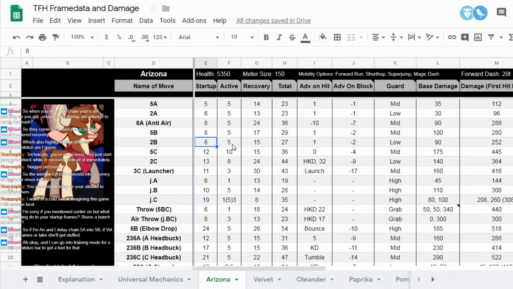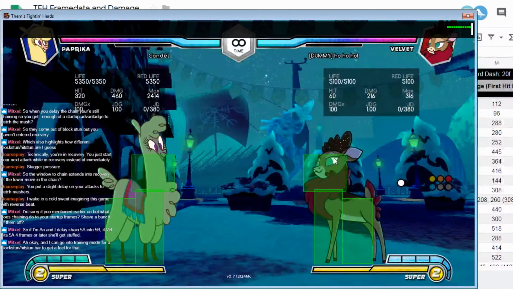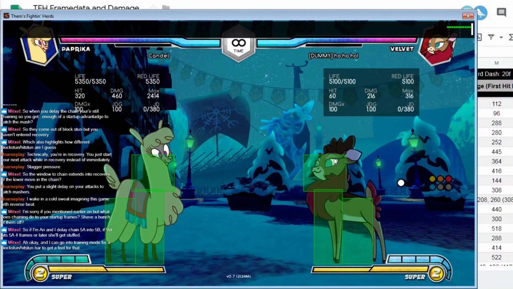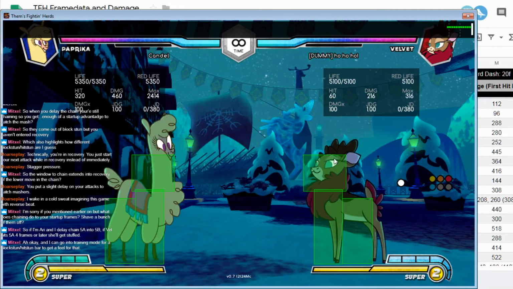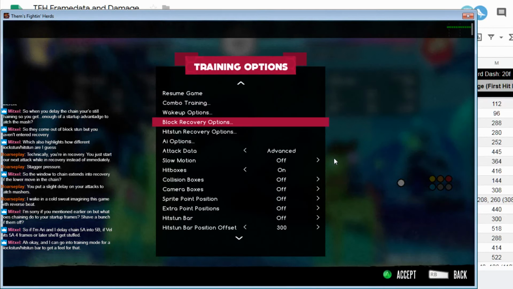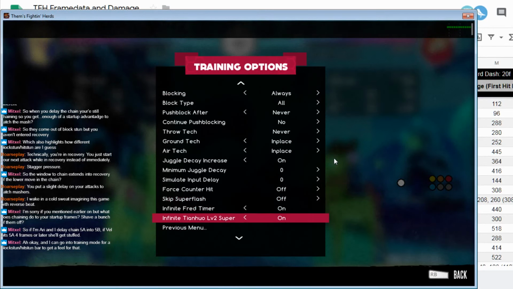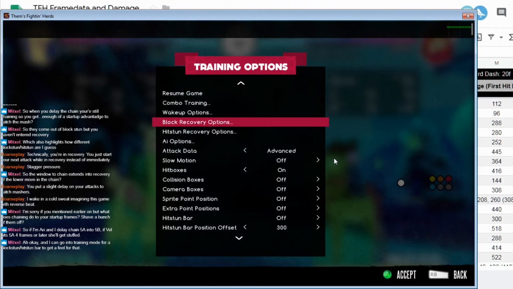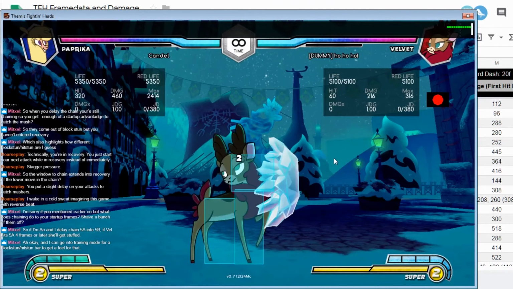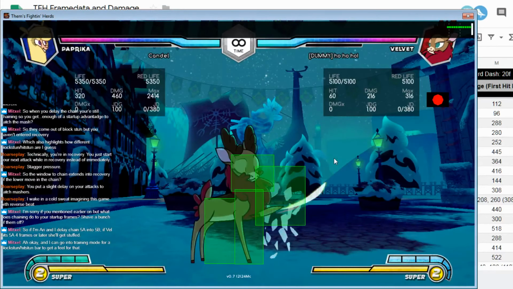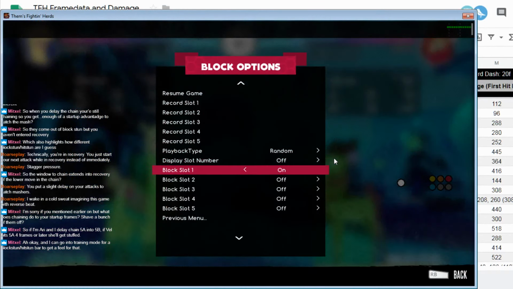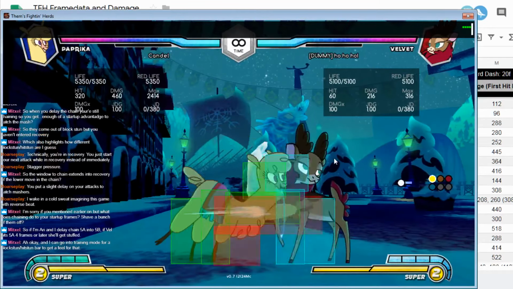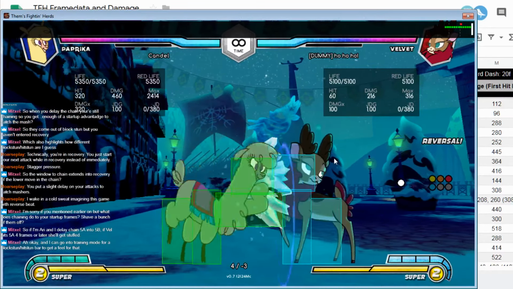Yeah, you can go into training mode, you can use the block stun hit stun bar to get a feel for it. You can also do what I've been doing during this stream and go into block recovery options. You set the opponent to always block down here. And then you go to block recovery options, record slot 1, just mash A really fast, and then set it to on. And then you can just practice your strings like that.